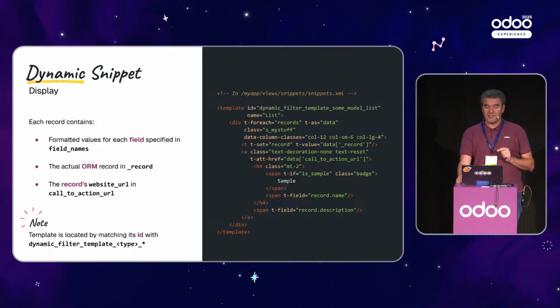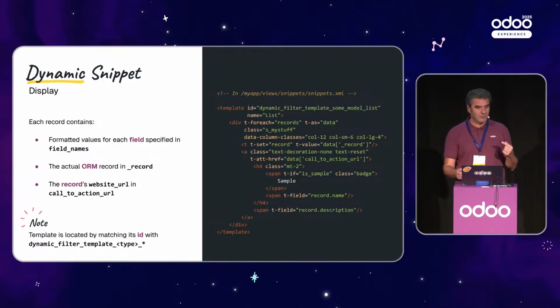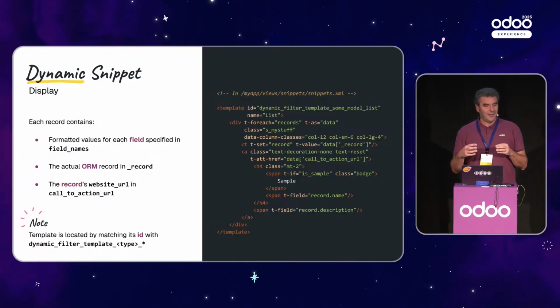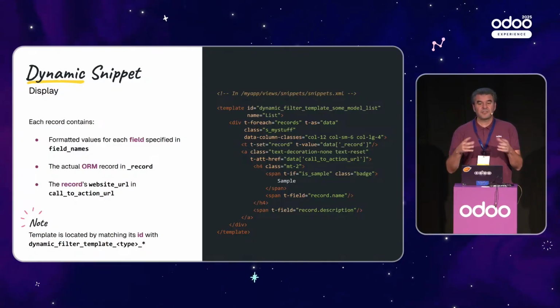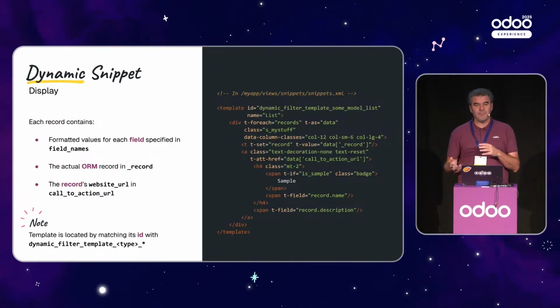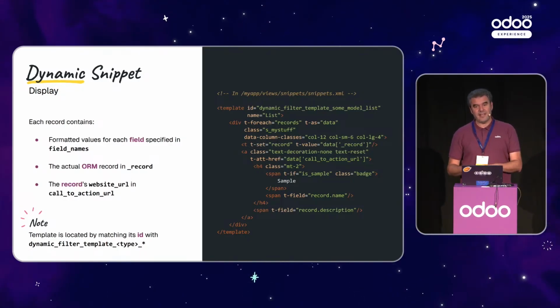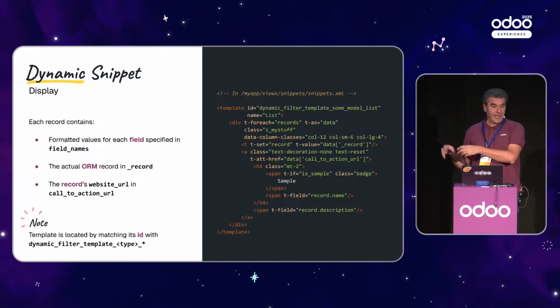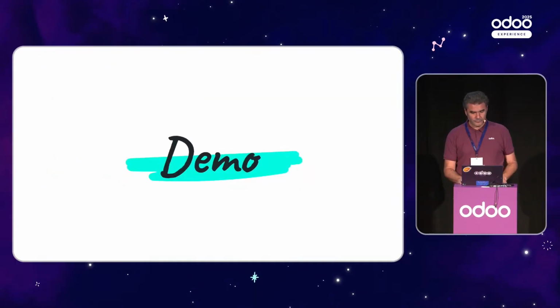Note that the template ID is significative, because that's what is used by the website builder to determine which are the available layouts to render a given type of records. So it identifies them based on the name. The pattern for the name is dynamic filter template, then the model type, and then the layout type that you want to use. Demo time.